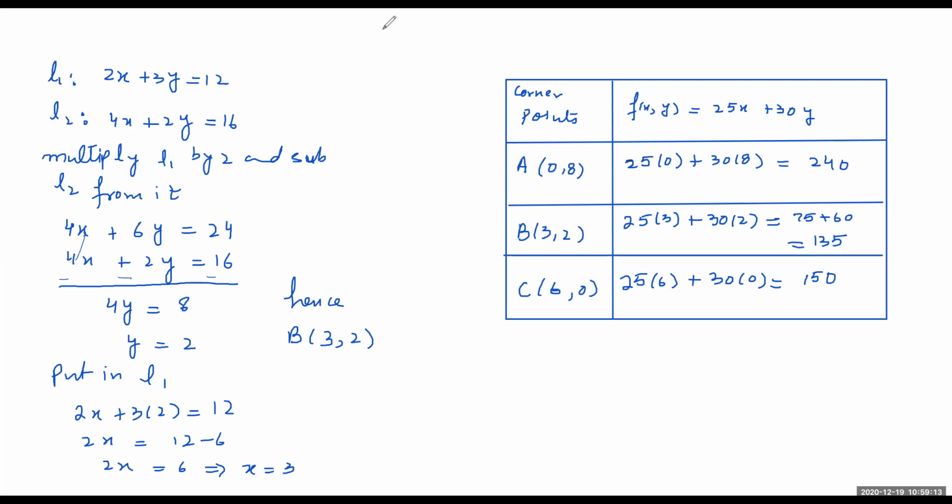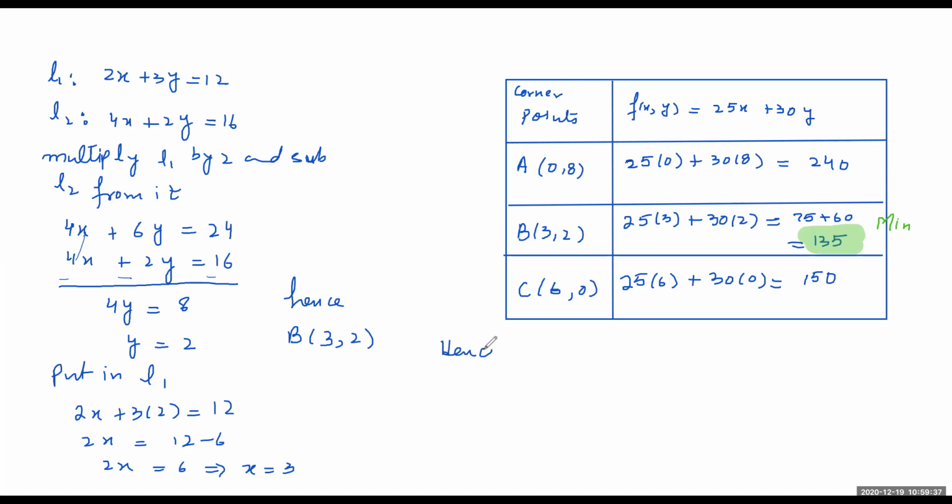Now I'll decide which one is the minimum. I see these values: 240, 135, 150. Of course, 135 is the minimum value. So the cost function will be minimum at the corner point 3, 2. Result, I'm going to write my result now.